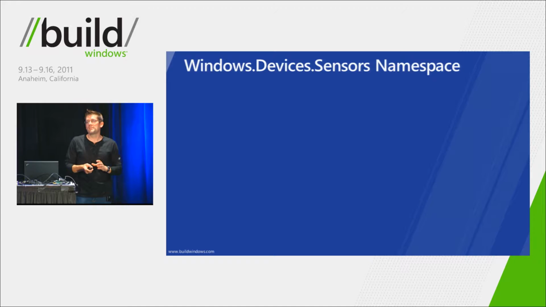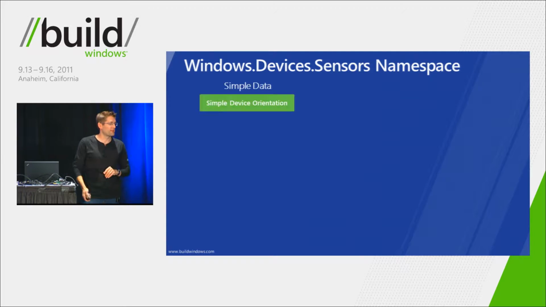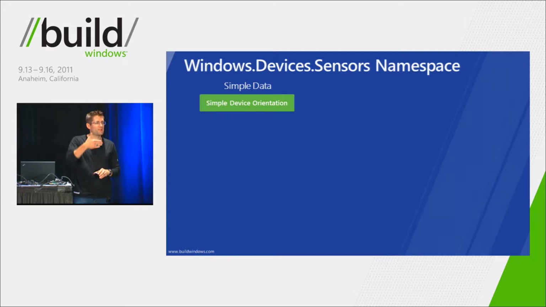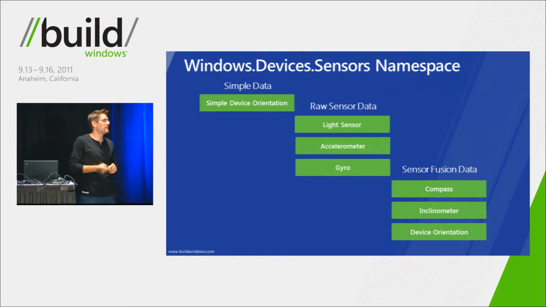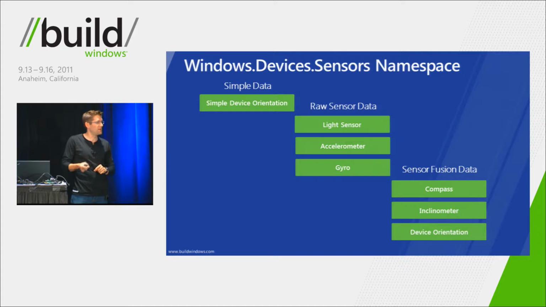So I want to walk you through the Windows.Devices.Sensors namespace so that you can understand all that's available for your app to use, specifically with respect to sensors. We start with simple data, where we've got the simple device orientation sensor that gives us our portrait and landscape orientations, plus our face-up and face-down orientations. We've got some raw sensor data sensors: the light sensor, the accelerometer, the gyro. And then we've got these powerful new capabilities with sensor fusion data sensors.